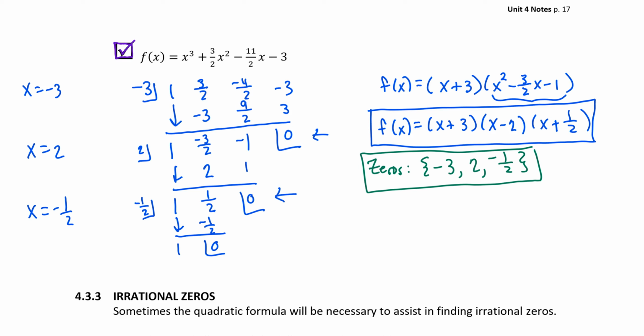You just found not only the 3 distinct zeros of this third-degree polynomial equation, which means you've also found the x-intercepts of that function, but you also factored a degree 3 polynomial function, and it really wasn't too bad with the synthetic division process. So keep practicing. The more you practice, the more comfortable you'll become with this method.